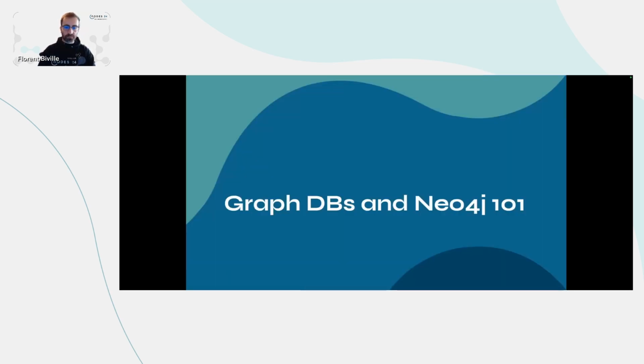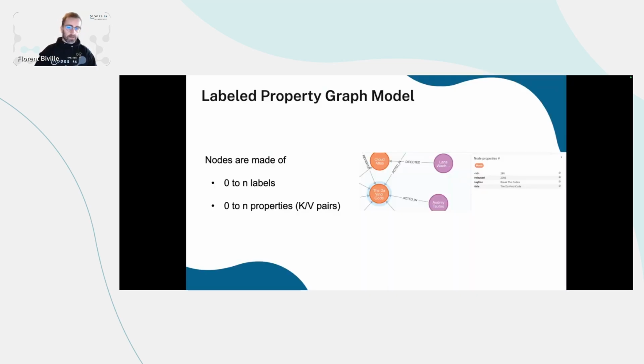And here we go. You will probably be familiar with this. And if not, don't worry, I will take enough time to explain it. So a graph database is made of nodes. Nodes have 0 to many labels, at least usually one, and they can have many key value pairs that we call properties, hence a property graph model.